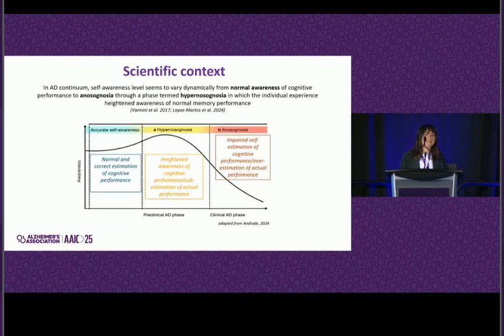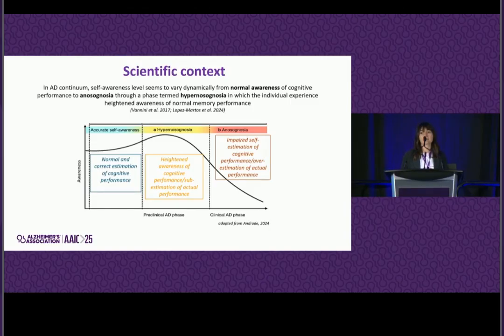We all know that in the AD continuum, awareness is not a static phenomenon, but the self-awareness level seems to vary dynamically from a normal awareness stage, in which individuals experience a normal and correct estimation of their cognitive performance, through a phase termed hypernosognosia, in which individuals can experience a heightened awareness of normal memory performance. So they experience a sort of underestimation of their cognitive performance.